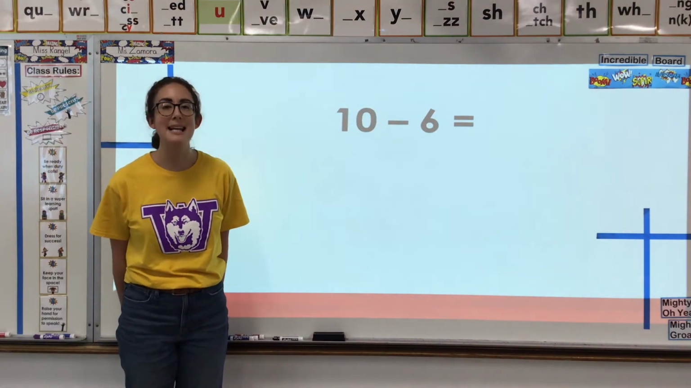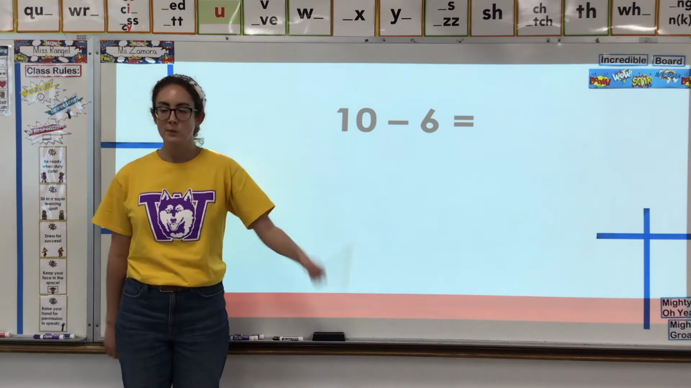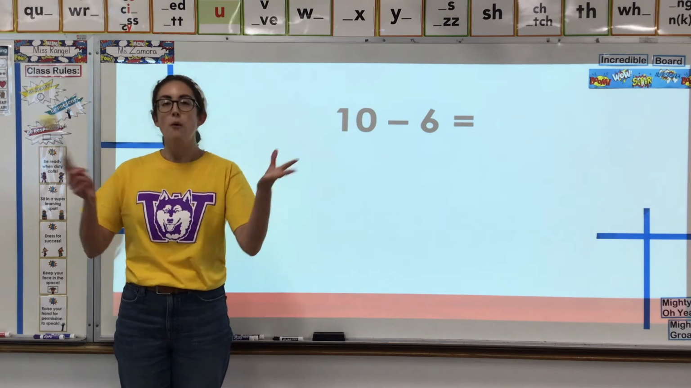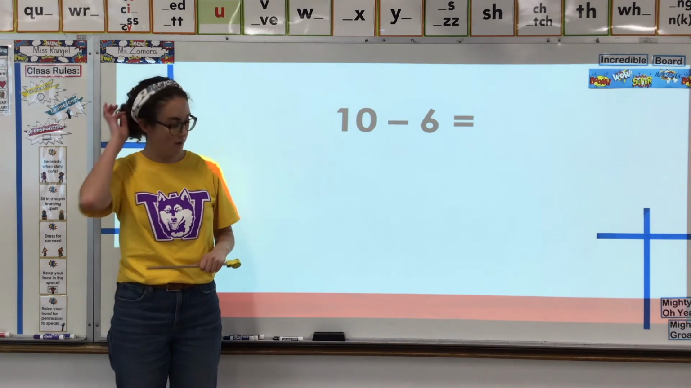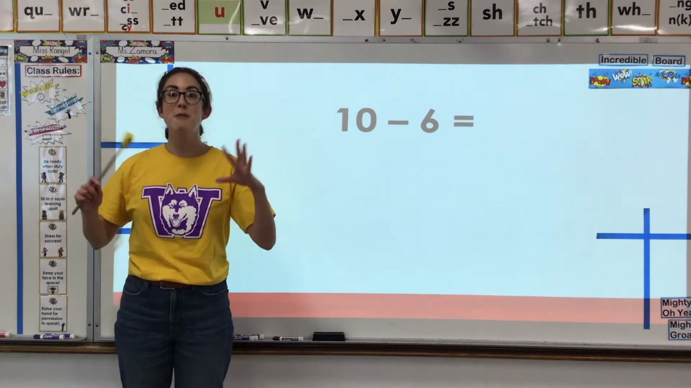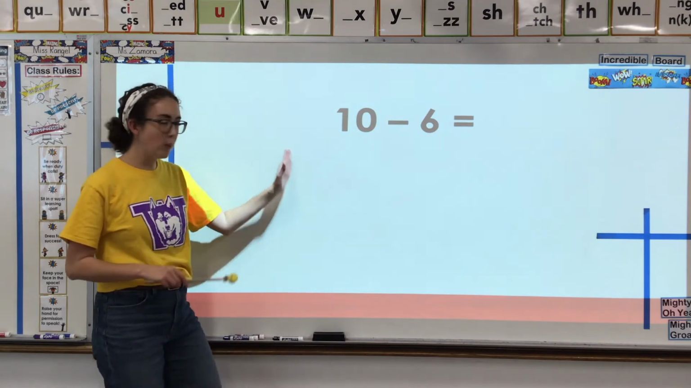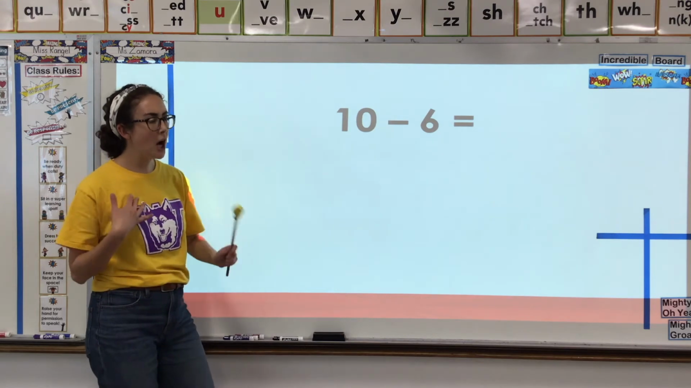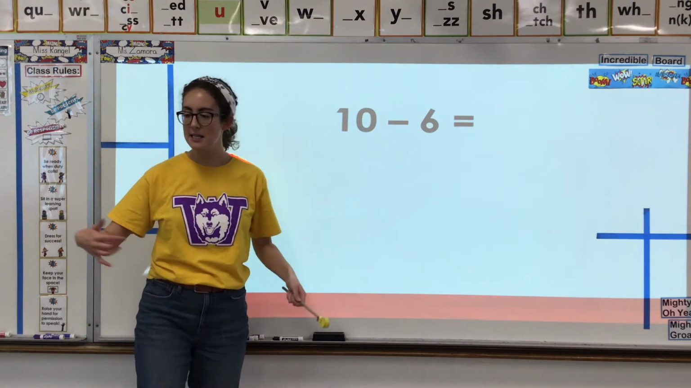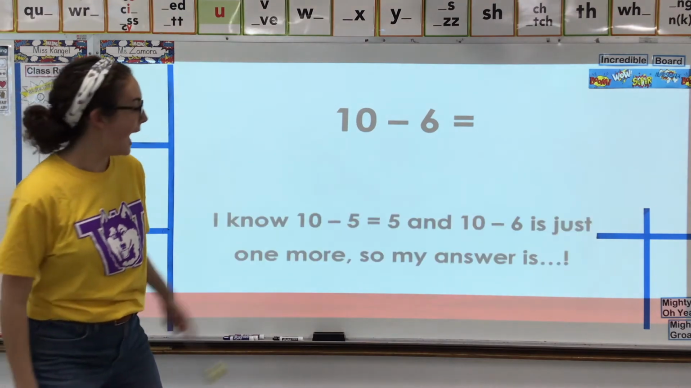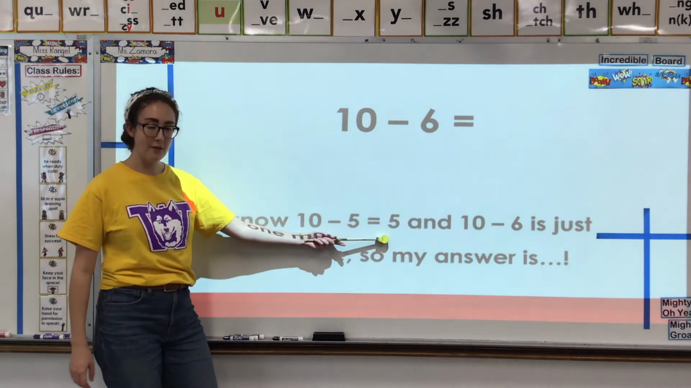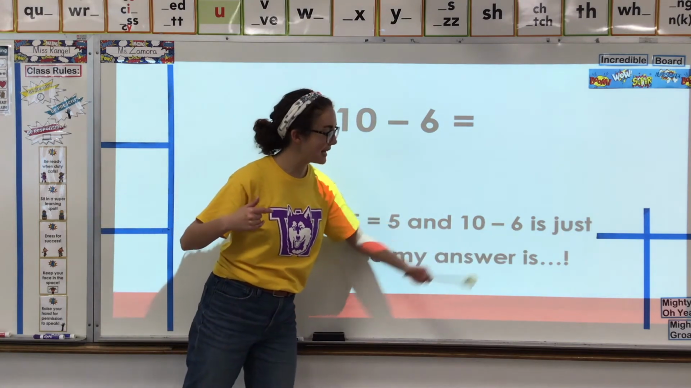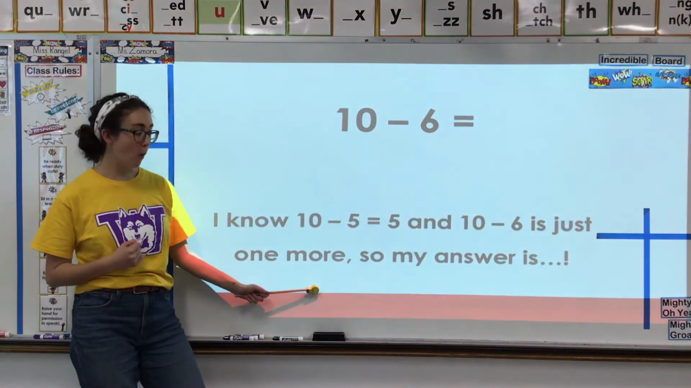10 minus 6. How can we figure out 10 minus 6? What's one strategy we can use with doubles minus 1? One way we can think about it is, what's a doubles fact we already know with 10? I know 10 minus 5 equals 5. Can you say this with me? And 10 minus 6 is just 1 more.